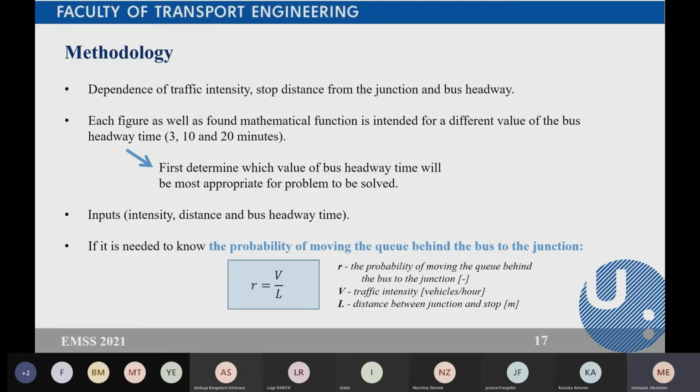The turning point came with the compiled graph of dependence of the stop's distance and the ratio of queues extended to the junction. The longer the bus headway time is, the smaller the proportion is. With increasing intensity, the ratio increases more than with increasing bus headway time. So if it's needed to know the probability of moving the queue behind the bus to the junction, we have to know the traffic intensity, distance, and bus headway time.